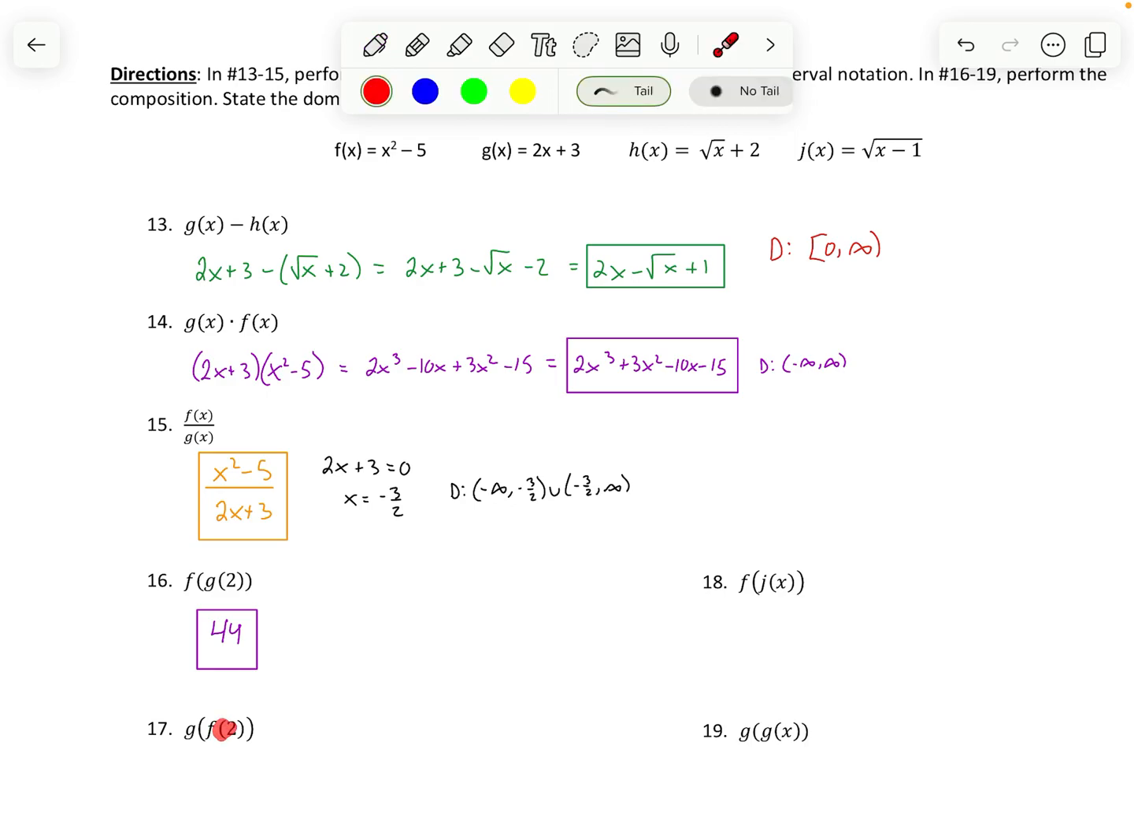f of 2, plug in 2, you get 4, minus 5 is negative 1. Take negative 1, plug it into g, and you get negative 2 plus 3 is 1.